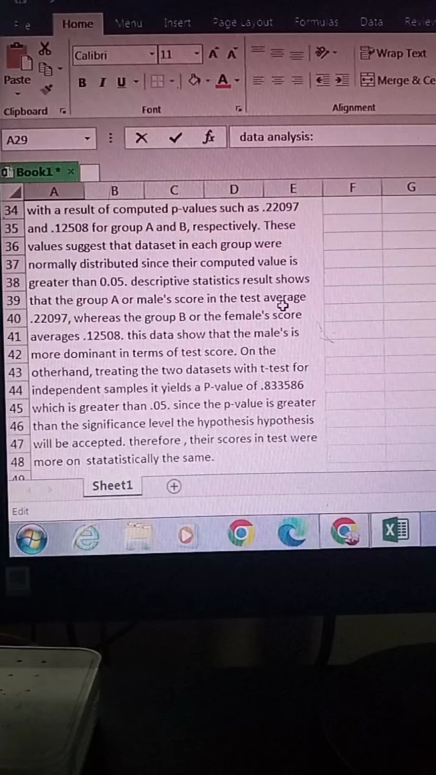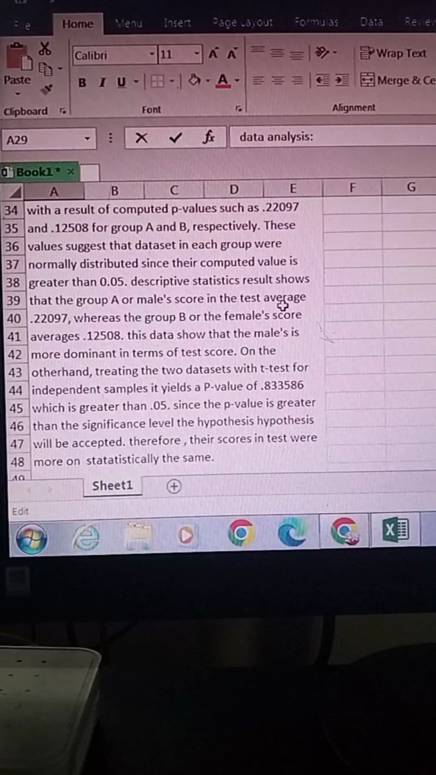Descriptive statistic result shows that the group A or male score in the test average is 22,097, whereas the group B or the female score average is 0.12508. This data shows that the male is the more dominant in terms of test score.